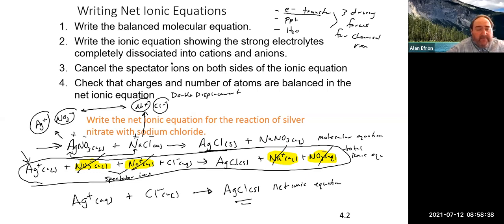So that's what you want to look for, or how you find them: after you write your total ionic equation, left-hand side, right-hand side of the arrow, you should have ions that look exactly the same. Other questions on that?